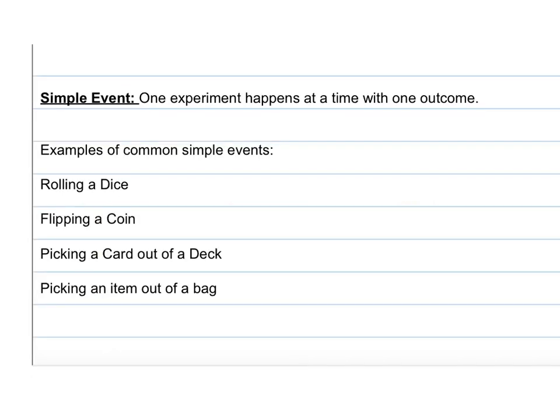Okay, another vocab word, you should write everything on this slide as well. Simple event. This is one experiment happens at a time with one outcome. And then it gives us examples here of common simple events. Rolling a dice, flipping a coin, picking a card, picking an item out of a bag. Those are all events. There's something that you are doing, and then we are finding the probability of that event happening. So make sure you have all of that written down.